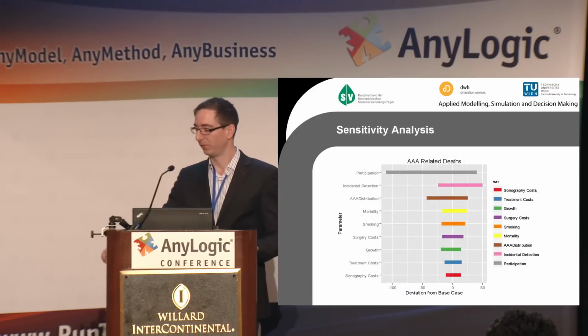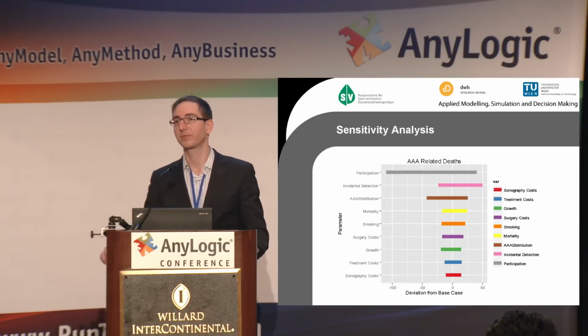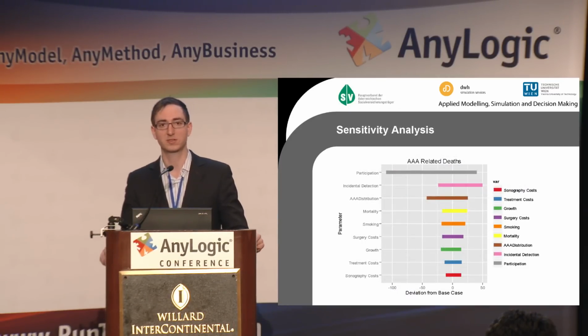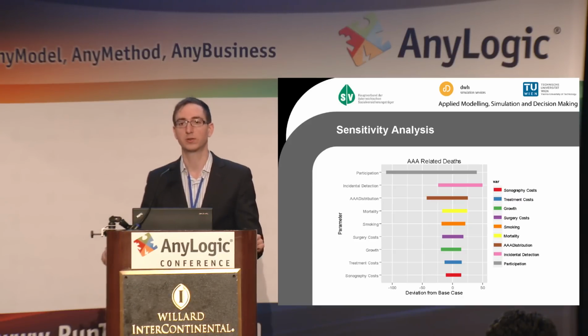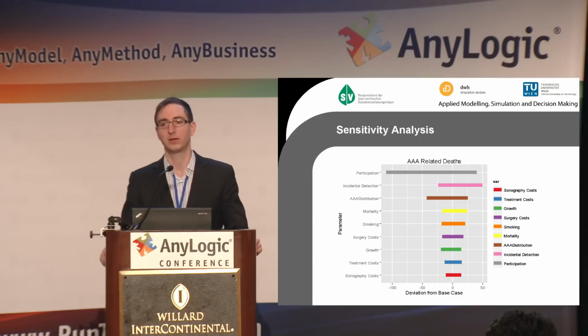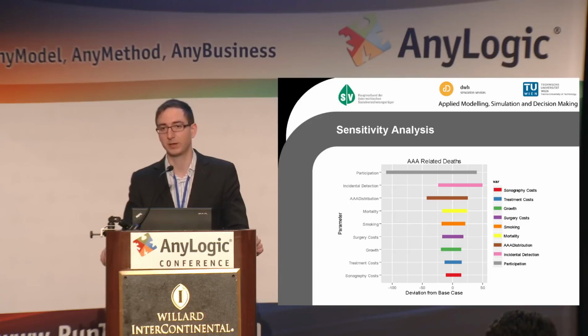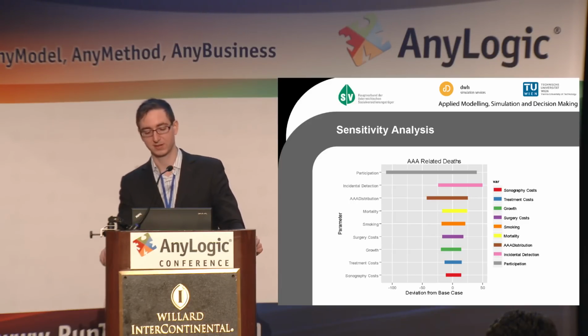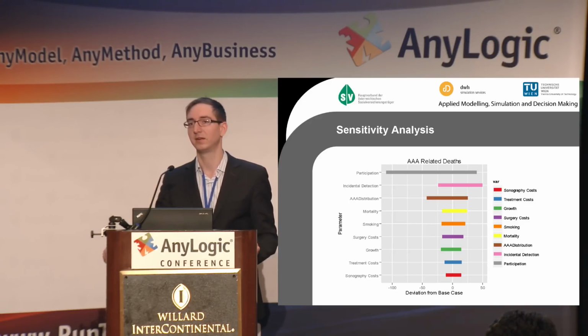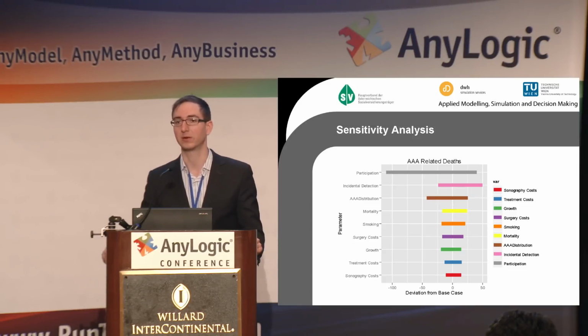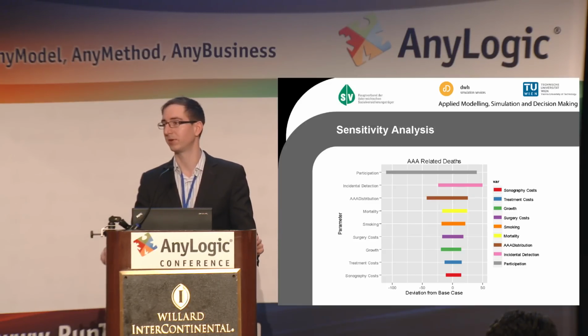When we performed the analysis, we had certain outcome measures. The most important were the remaining life of the patients, so the years gained by screening, then the deaths amongst AAA patients, and of course the ICER, the incremental cost effectiveness ratio, in terms of cost per life year gained.